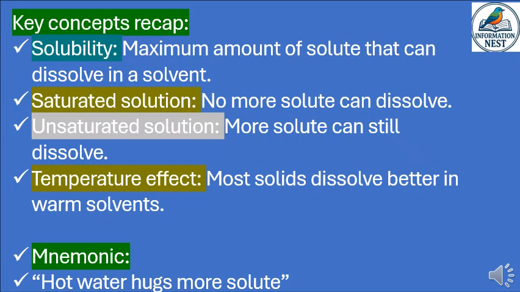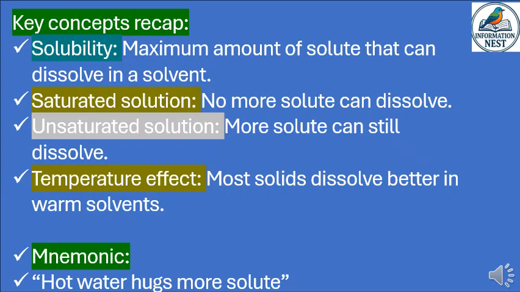Science stars, before we wrap up, let's quickly revisit the key concepts we have stirred, mixed, and heated up today. Solubility is the maximum amount of solute that can dissolve in a solvent. Think of it as the solvent's carrying capacity, how much it can hold before saying, I'm full. A saturated solution is when no more solute can dissolve. Any extra just settles at the bottom like it's waiting for a table at a packed restaurant.